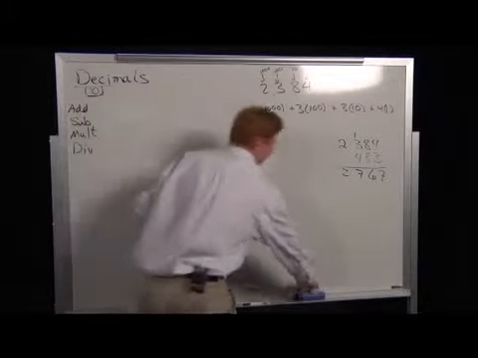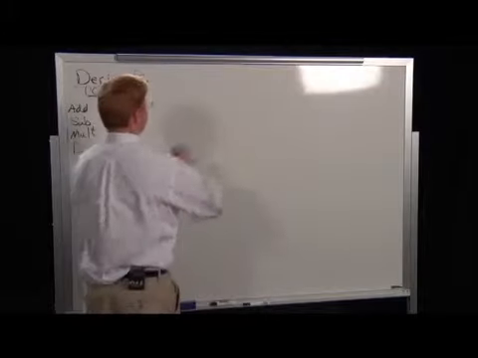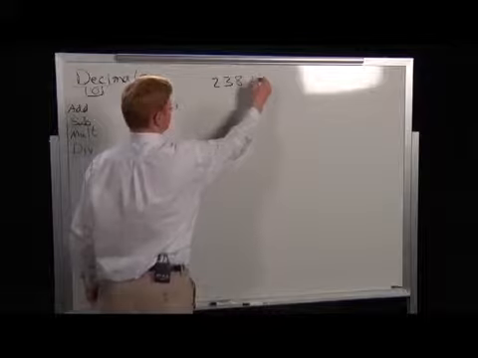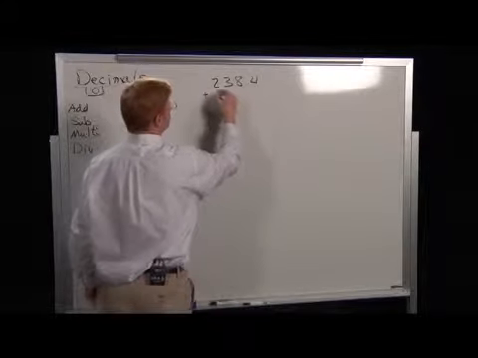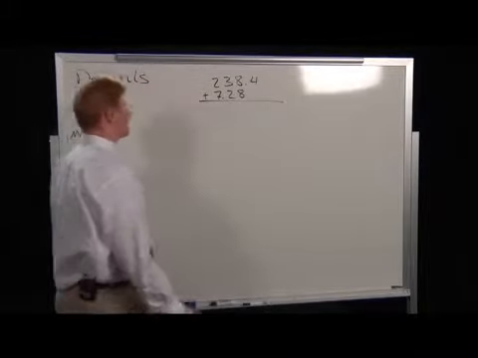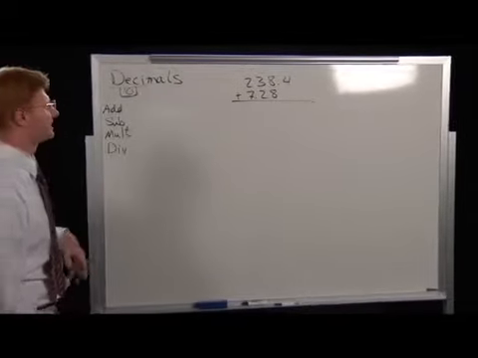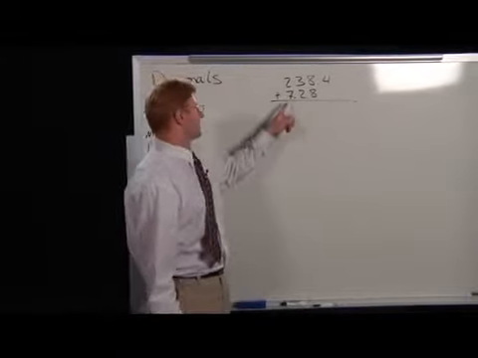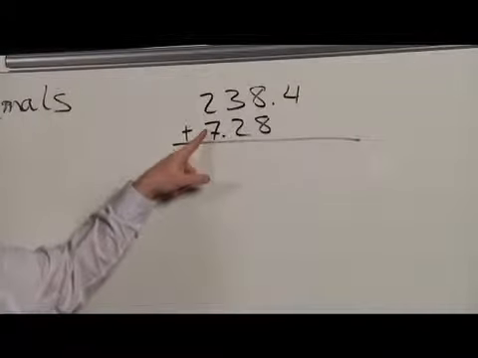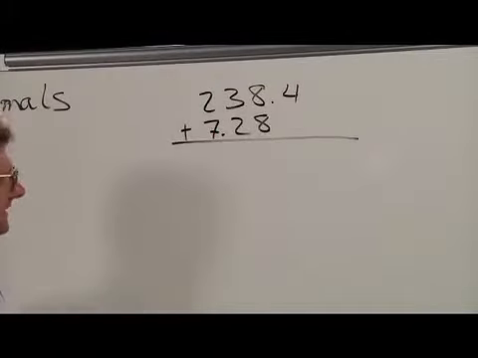Let's try another one. 238.4 plus 7.28. Something like that. Now again, it just looks odd. You're like, that's not quite right. And that's correct. Here, this 2 represents hundreds, that 7 represents ones. You got 2 hundreds plus 7 ones. It's like adding apples and sheep. You can't do it. That's why that decimal point needs to be exactly lined up.